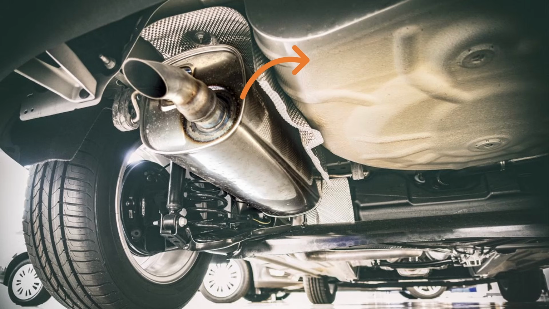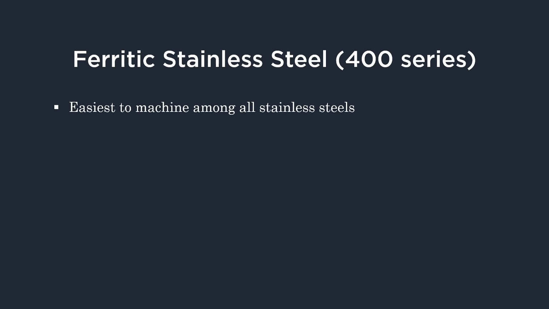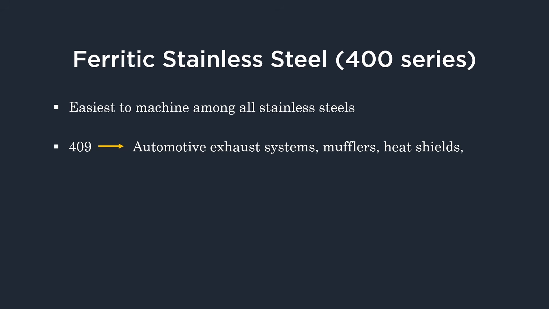So you might say, then why do we use the ferritic stainless steel? The key advantage is higher oxidation resistance at elevated temperature with low cost material. And another benefit is they are the easiest to machine among all the stainless steel grades. Their popular grades are 409. They are widely used in automotive exhaust systems, mufflers, heat shields, and chimney liners. Very economical with basic corrosion protection.